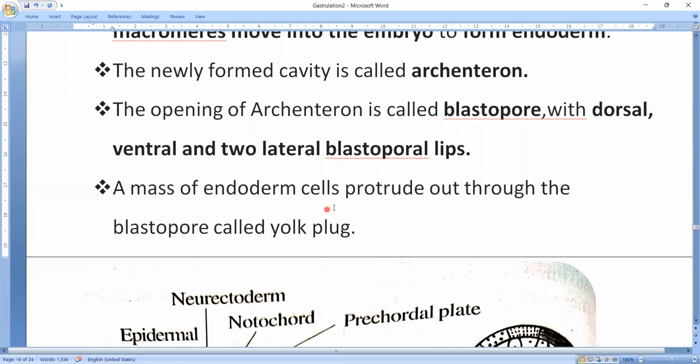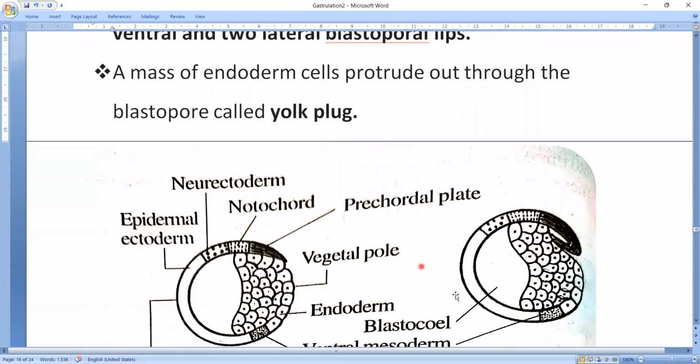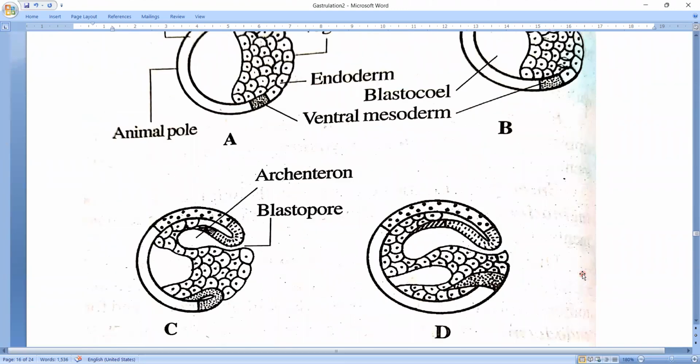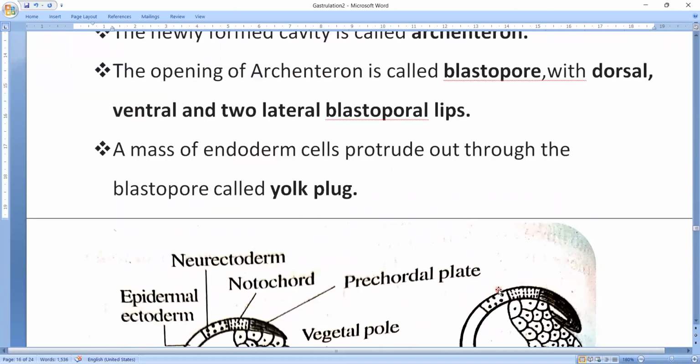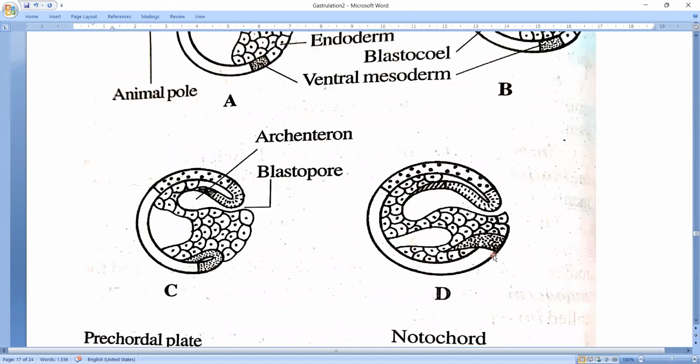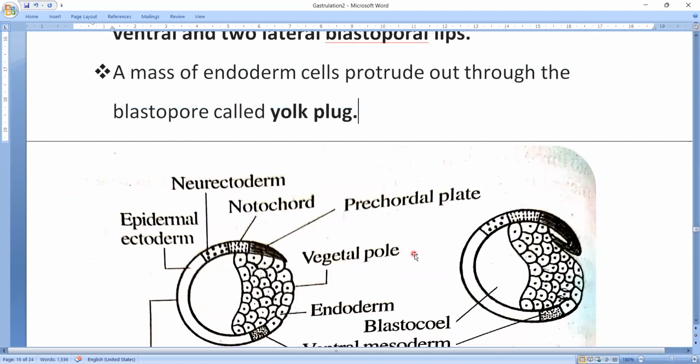So a mass of endoderm cells protrude out through the blastopore, called the yolk plug. So in frog development, when invagination happens, some cells protrude outside. That protruded part looks like a plug that closes a particular hole or aperture. So that is the yolk plug.